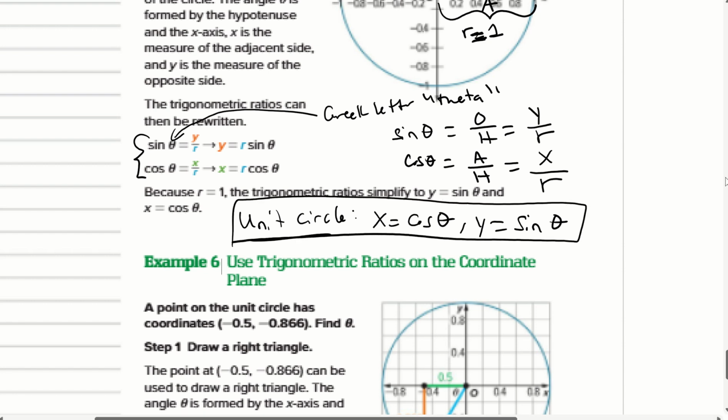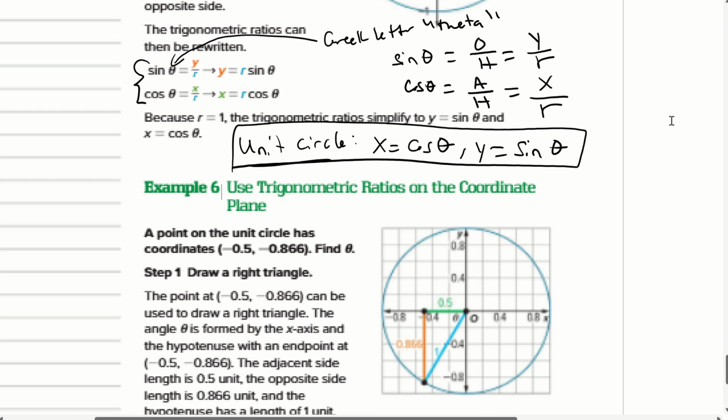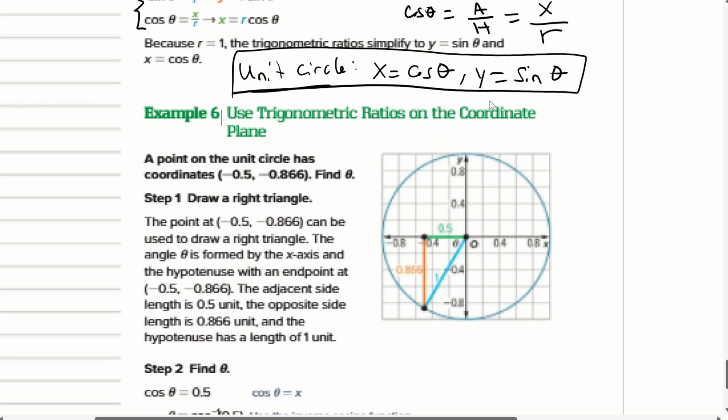When you get into algebra 2, pre-calc, and things like that, you're going to be doing a lot of trig. In algebra 2, you used to do a lot of trig, but they moved that to pre-calc now. But right now we're just doing kind of basic stuff.